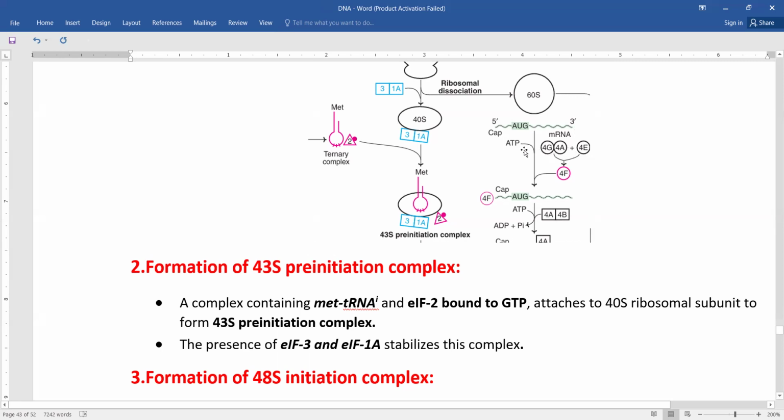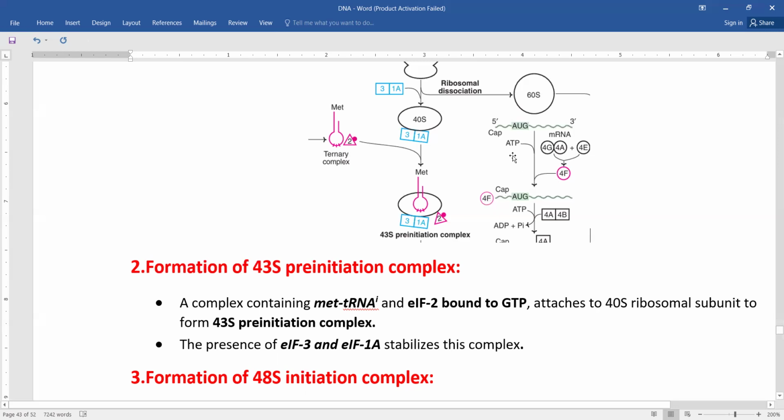దీనికి ఒక ATP, ఓకే, then 4G, 4A, 4E, ఇవి మూడు కలిస్తే 4F ఫామ్ అవుతుంది. So 1 ATP plus 4F. Okay, so they bind to this mRNA. 4F binds to this cap area or 5' area.